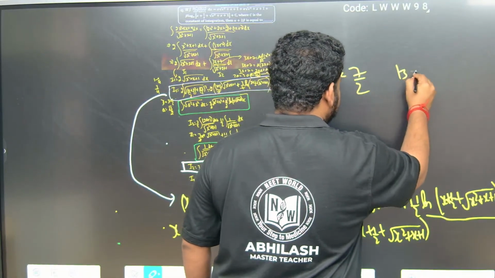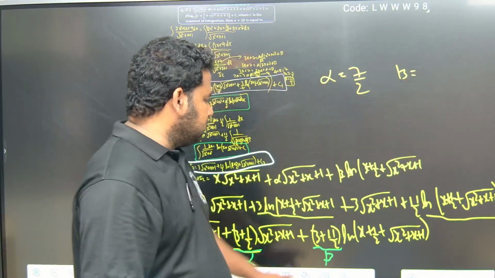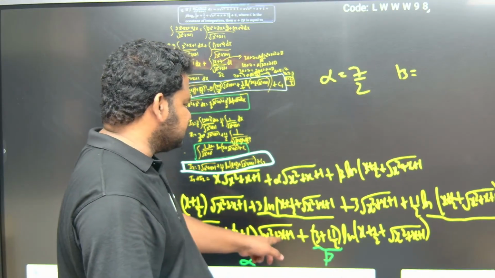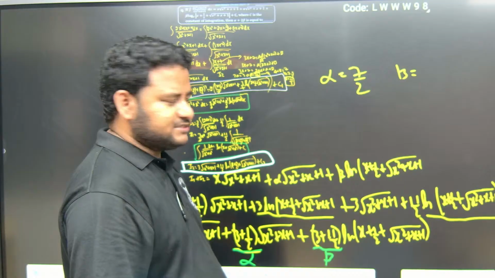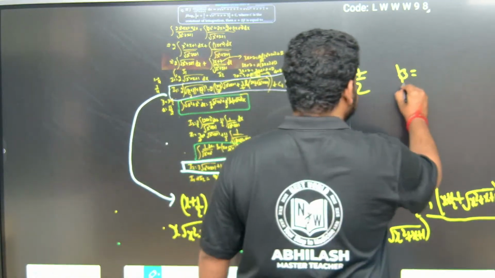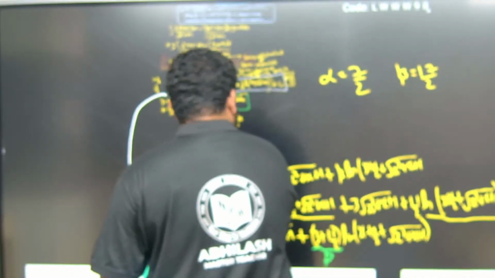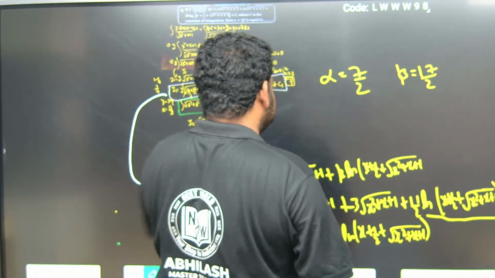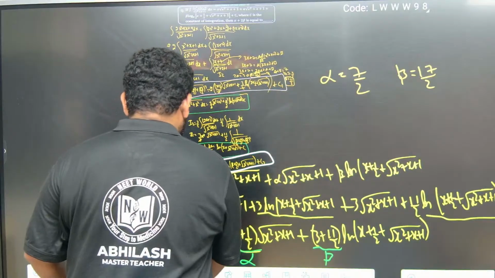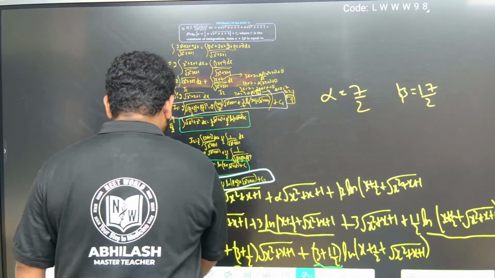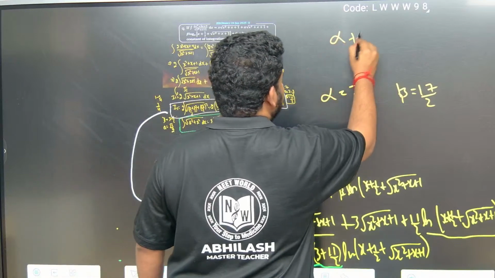Beta is equal to 3 plus 7 by 2. 3 twos are 6, plus 11, that is 17, so 17 by 2. What they are asking us to find is alpha plus 2 times beta.